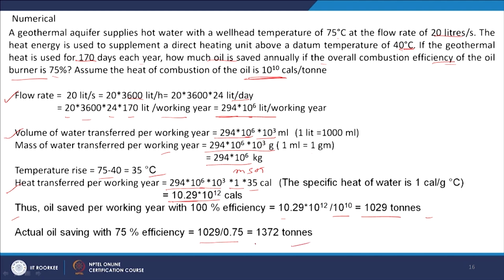So, this 1372 tons of oil would be required, which can be saved due to the use of this geothermal energy. So, up to this in this class, thank you very much for your patience.